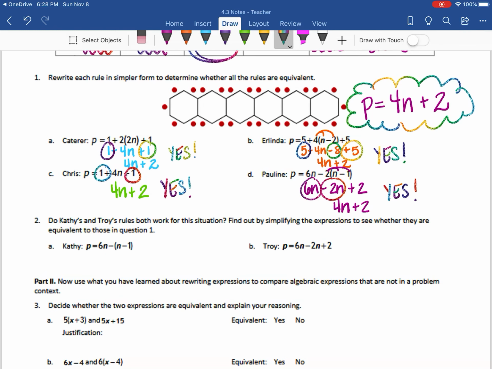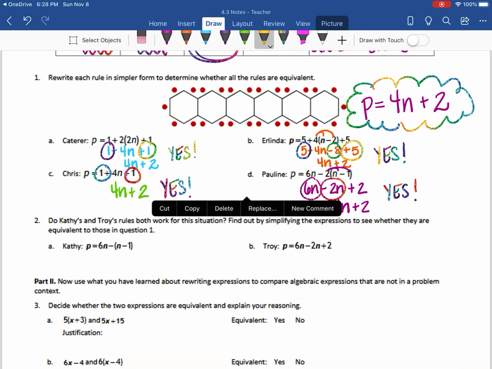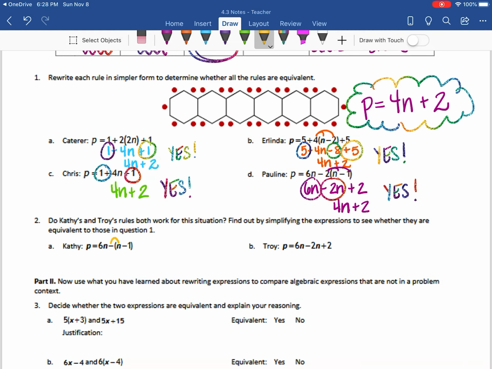So all four of these are equivalent to the rule that you wrote in class on Friday. We're going to check two more. We're going to check Kathy and Troy. So let's start with Kathy. Okay, we're going to start with our order of operations. -1 times n is -1n, and -1 times -1 is a +1. Looking at like terms, 6n and -n I can combine, and that gives me 5n plus 1, so that is not equivalent.